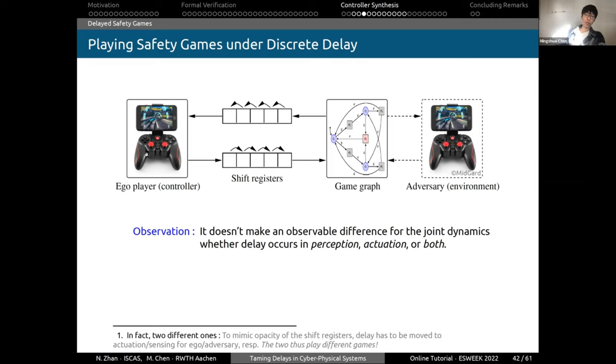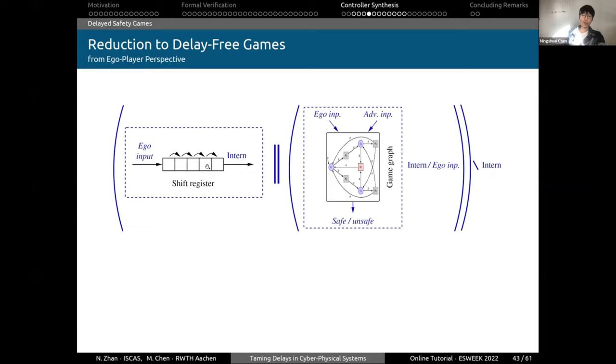In this case, the two players are not symmetric. And the general consequence of such an observation is that we can have an obvious reduction to safety games with perfect information, so with no delays. Why is this the case? Because now we only have one shift register, either in the perception or in the actuation. So we can do a similar trick as people do, for example, in model checking, where they compute the product of two automata. Here we can simply compute the product of a shift register with the game graph, okay? After the product, you have a state space that incorporates both the shift register and the game graph. And in that model, there's no delay anymore.